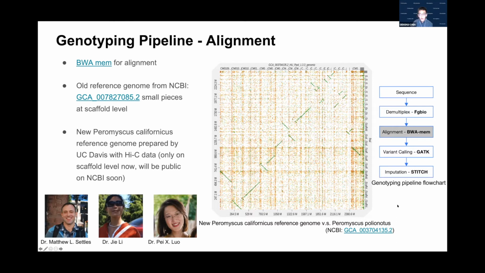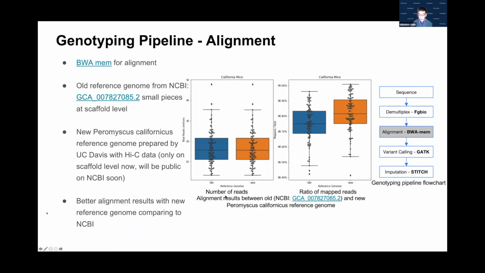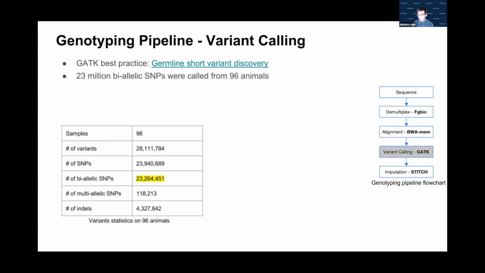Based on the new reference genome, I'm showing you two box plots. On the left side is the total number of reads for each animal, and on the right side is the ratio of mapped reads. Compared to the old one, the new one has a big improvement. That's why we went for the new one. We totally abandoned the old one, and we hope the new one will bring us better results. The next step in the genotyping pipeline is the variant calling.